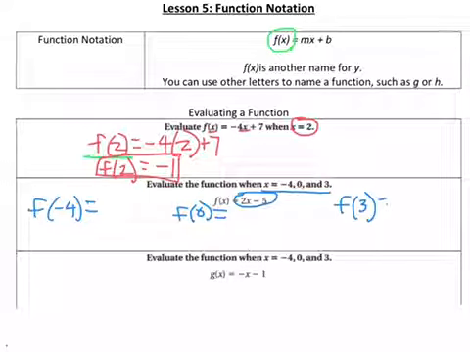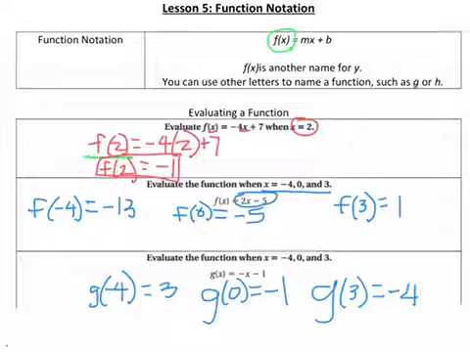So 2 times negative 4, okay, negative 8, minus 5, okay, so that's negative 13. So what this is saying to me is, hey, in the function that we have, when we plugged in negative 4 for x, we got negative 13 as our answer. F of 0 would be negative 5. And f of 3 would be 1. And that's just what your answer is. So go ahead and try the next one on your own and see how you do.